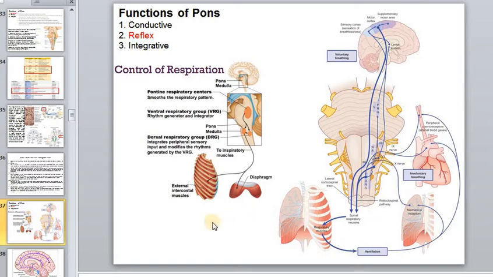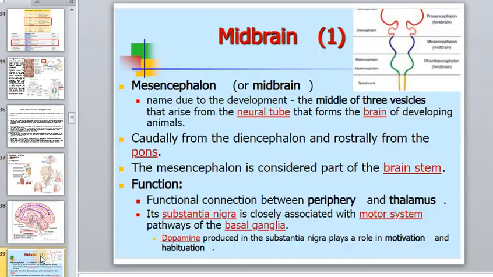And we move on to the midbrain. The next slide is the midbrain. Sometimes it is called the mesencephalon, the name due to its development from the middle of three vesicles that arise from the neural tube that forms the brain of developing animals, caudal to the diencephalon and rostral to the pons. It's the middle part. In general, its function is connection between the periphery and the thalamic area, the thalamus.